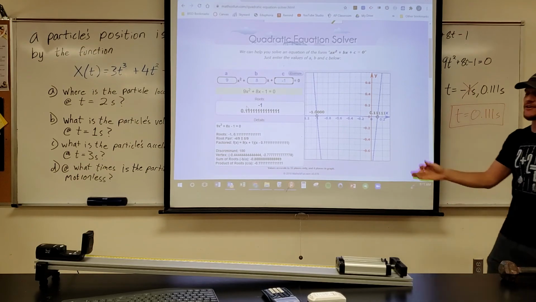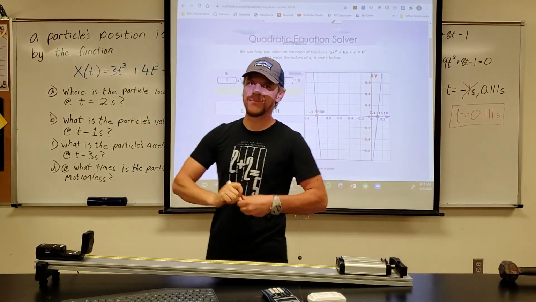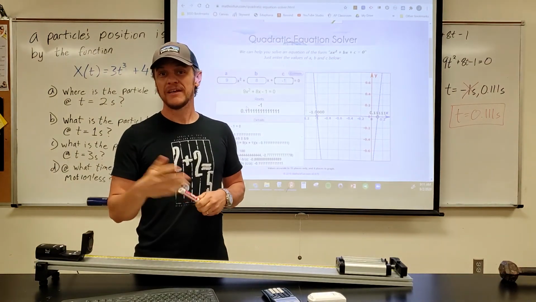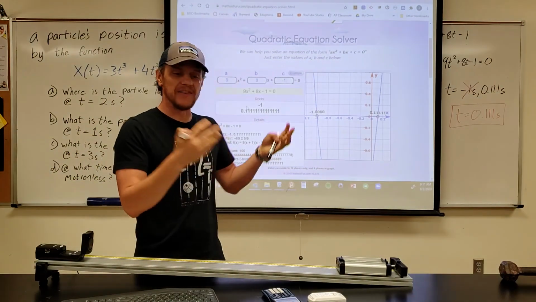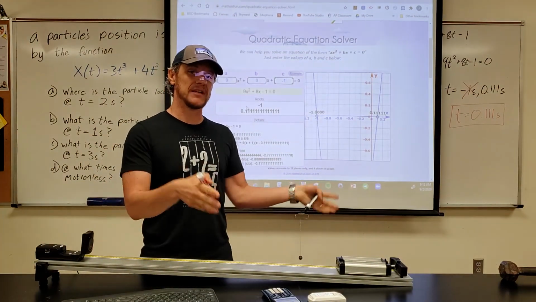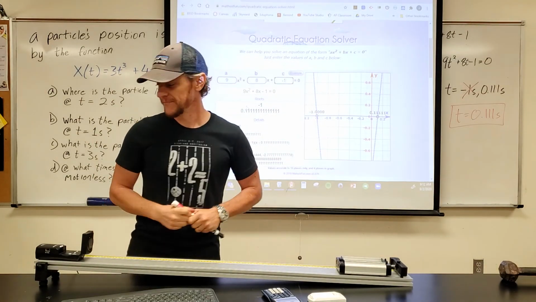Right? So that's how you'd solve that kind of question based on a position function. At what time is the particle at rest? You just find the velocity function, set that velocity function equal to 0, and solve for time. All right, that's about it.